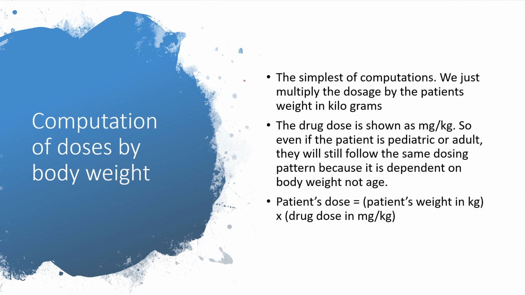So to start, what are the sample computations by body weight? When adjusting the dose, the simplest form of adjusting the dose is by body weight. So this is the simplest computation. We just multiply the dosage by the patient's weight in kilograms. The drug dose is shown as milligram per kilogram. So even if the patient is pediatric or adult, it is suited to the patient because the dosing is on a per weight basis.